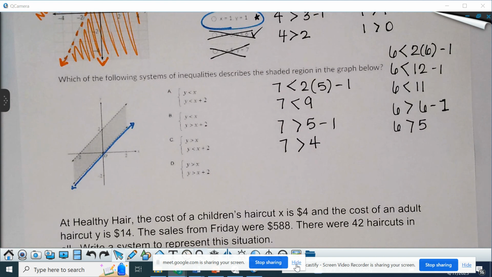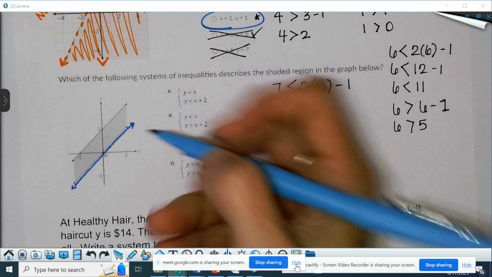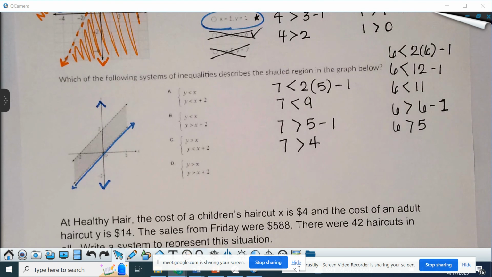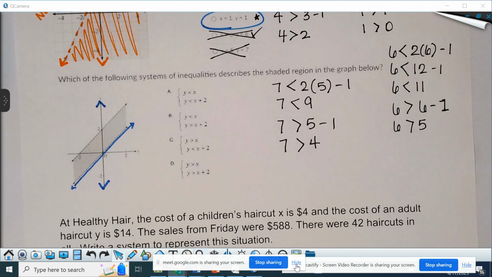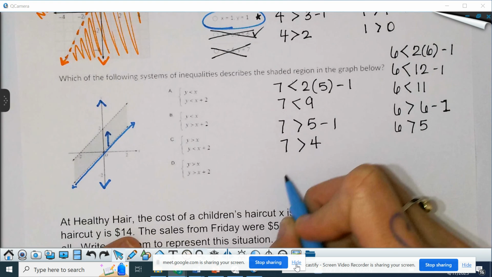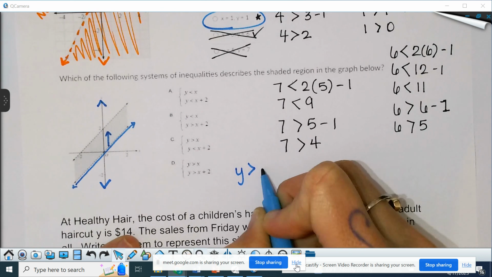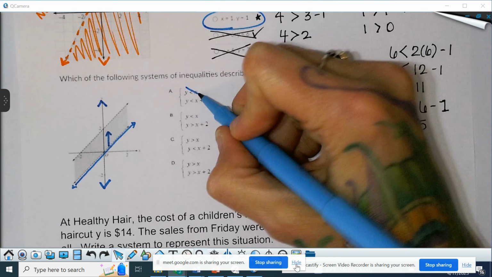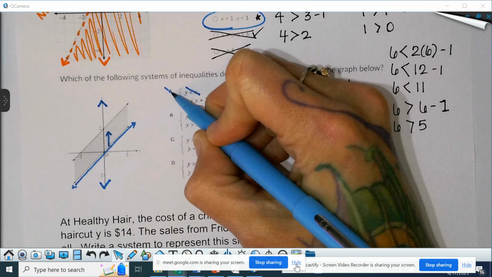But thinking about greater than or less than y values, disregard the second line, but that blue line I just drew, is it shaded towards the greater than or towards the less than on our y-axis? So is it shaded up, greater, or down, less than? Up. It is shaded this direction. So that means it's going to be y is greater than x with no equal to, because again, that's a dashed line. Y is less than x, that's not going to work. So we just got rid of A and B based off of one line.